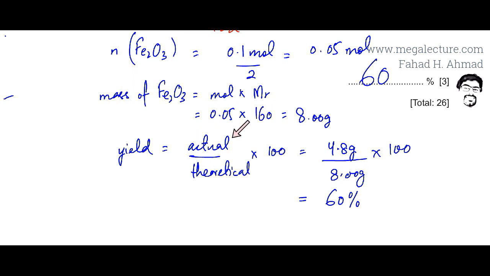Actual was 4.8 grams, theoretical was 8 grams. So 100% yield is when the theoretical calculation and the actual calculation are exactly the same. But since you're getting less, it's 4.8. You should be getting 8 grams. So 4.8 divided by 8 into 100, so that's 60%. So the actual output is only 60%. So 60% is the answer to this question.